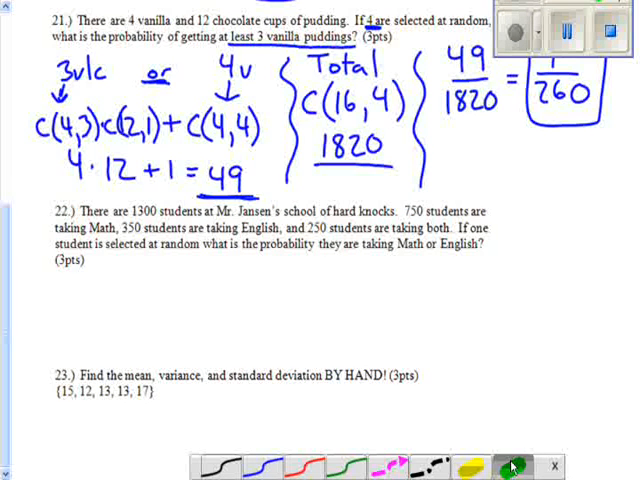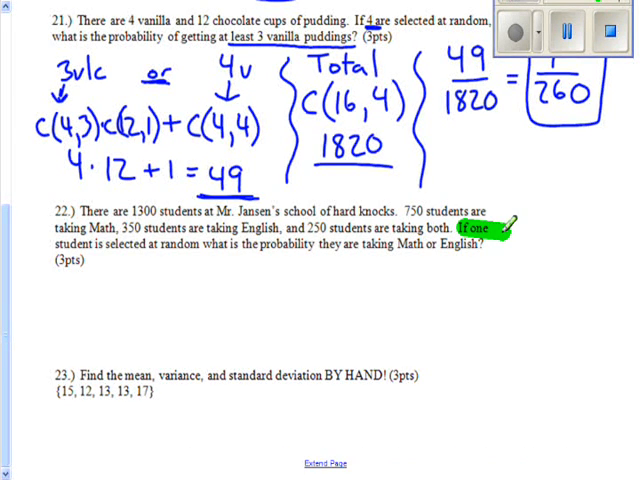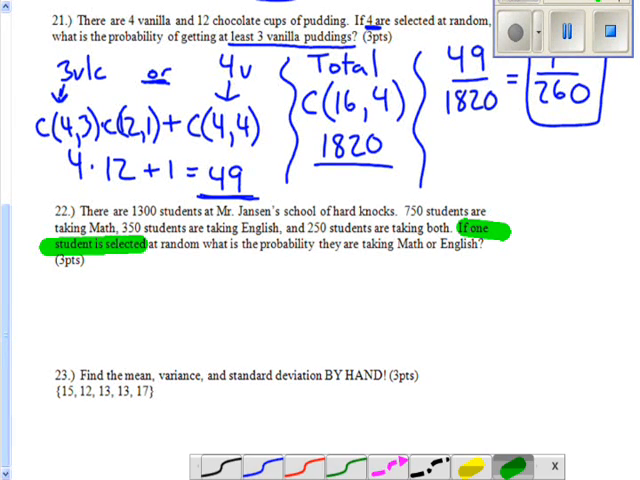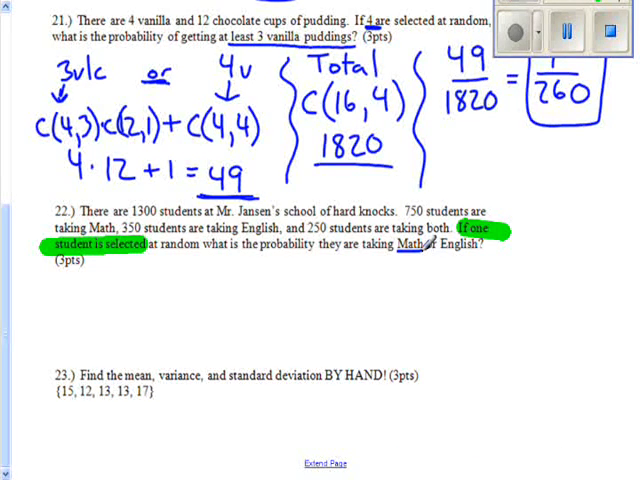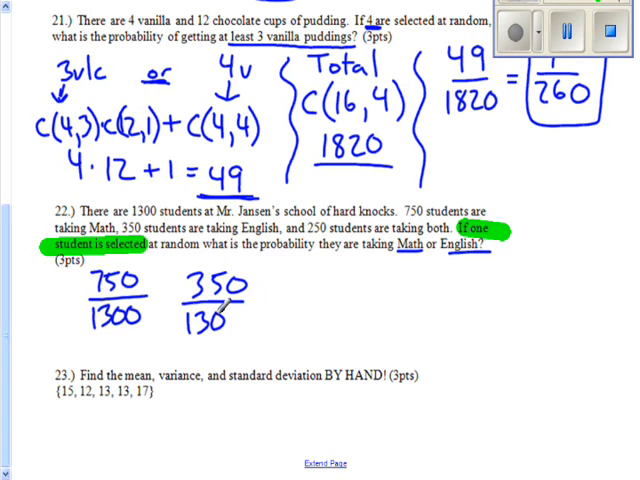Okay, and again, the key here, if one student is selected. So how many things are happening at a time? One, because I'm only pulling one student. So that means this is simple probability. So I want the probability of math or English. The probability of math, there's 750 out of the 1,300. Or English, for English, there's 350 out of the 1,300.